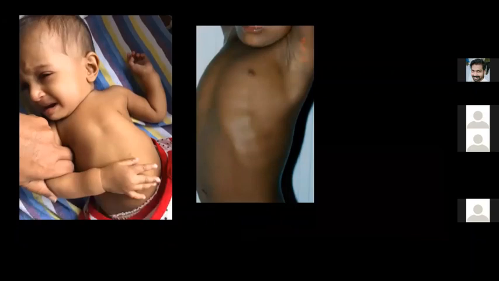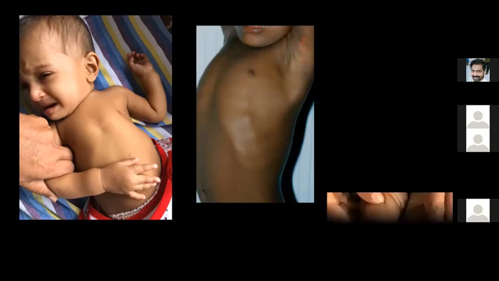What is this that you find in the wrist? Harrison's groove? In the chest, there appears to be some widening of the wrist. What's the cause of that widening? Metaphyseal splaying. A lot of osteoid is being produced, but there is no mineralization.